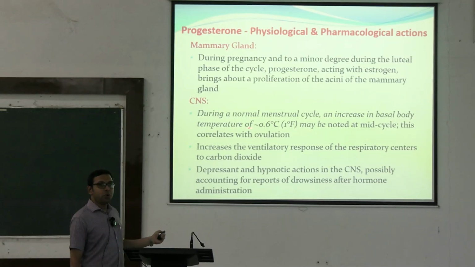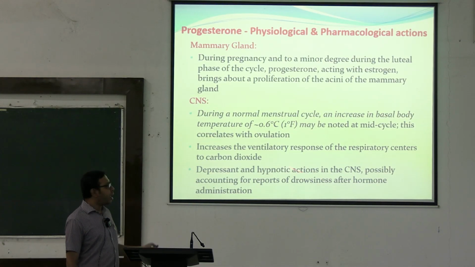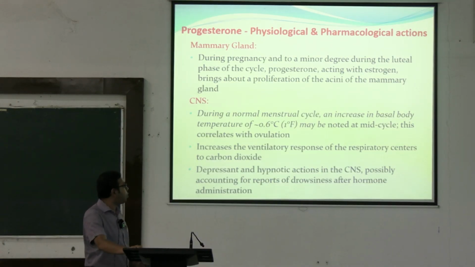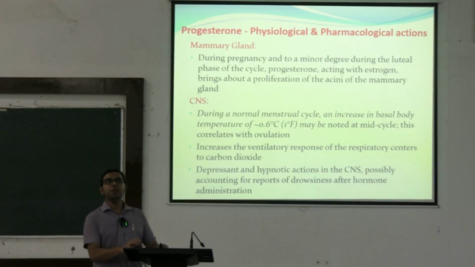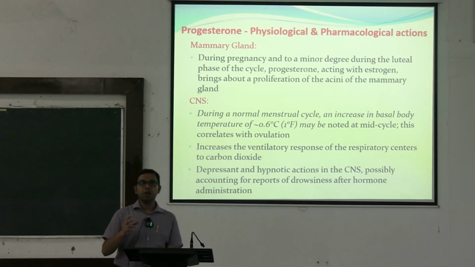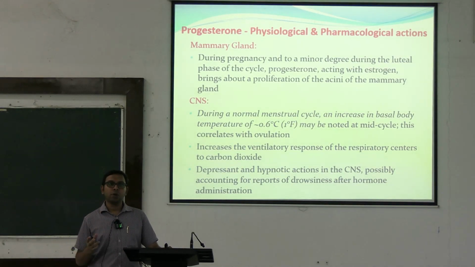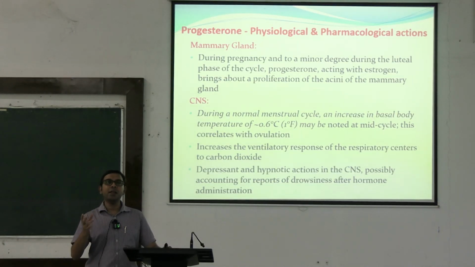In the CNS, during a normal menstrual cycle, there will be an increase in basal body temperature. It also increases the ventilatory response of the respiratory centers to carbon dioxide. There are some depressant and hypnotic actions in the CNS, possibly accounting for reports of drowsiness after hormone administration. So there are some neurocognitive changes due to the progesterone. That's why there are some neurocognitive changes during the whole menstrual cycle also.